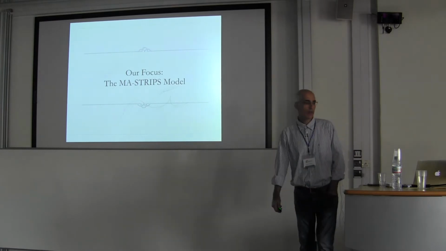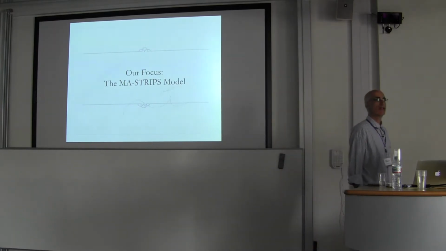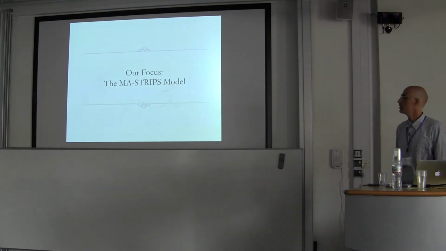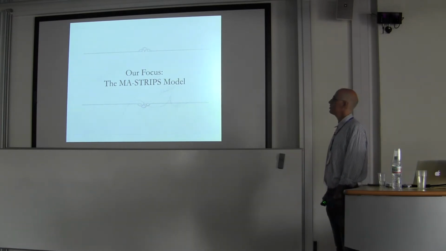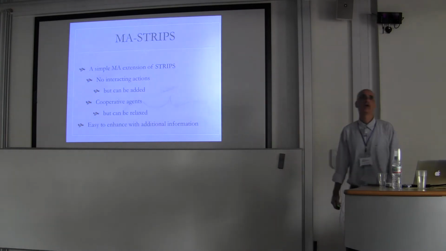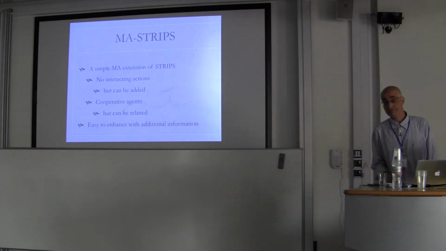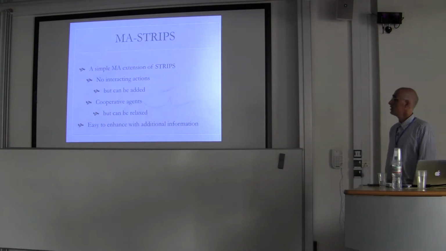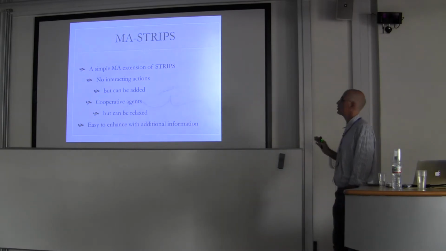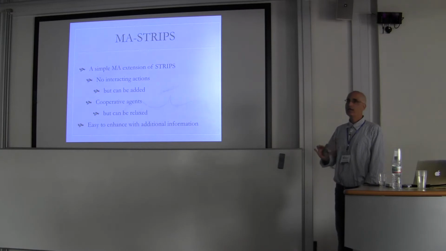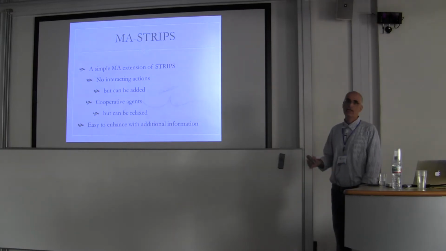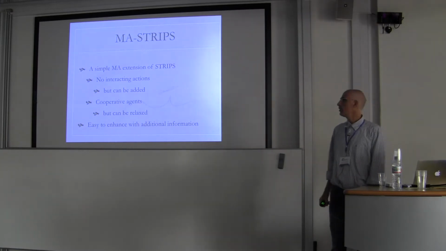Okay, so I'm, of course, not going to cover all of these dimensions. I'm going to look at the most basic model I'm familiar with, which is the multi-agent STRIPS model. So you all know what STRIPS is, I assume. So what is multi-agent STRIPS? It's a simple multi-agent extension of STRIPS. For the time being, no interacting actions, but you can add them, and I'll briefly talk about that.